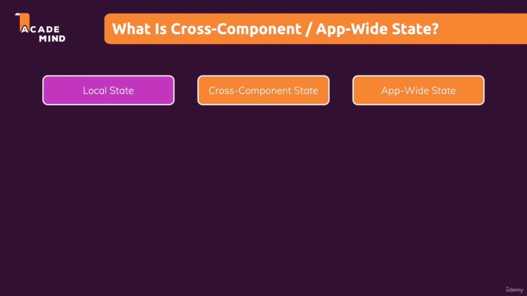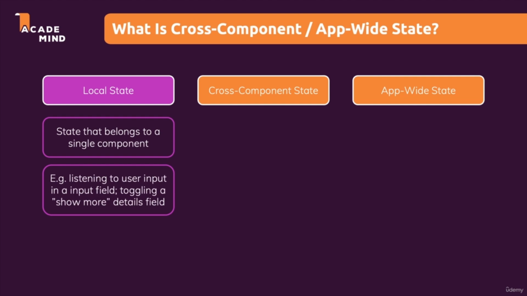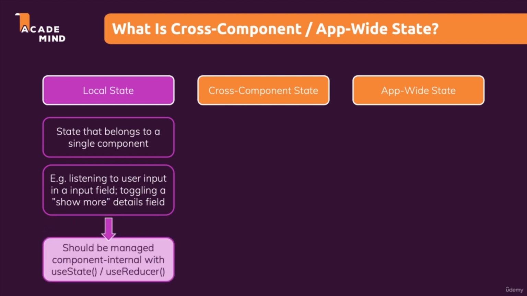Now, what is local state? Local state is state, so data which changes and affects the UI, which belongs to a single component. For example, if we listen to a user input and we use state to store that input with every keystroke in a state variable. Or we have a button that toggles some detail field. So if we click that button, we show the details. If we click it again, we hide them. That would be local state. And typically we manage such local state inside of a component with useState, or if it's more complex, maybe with useReducer.